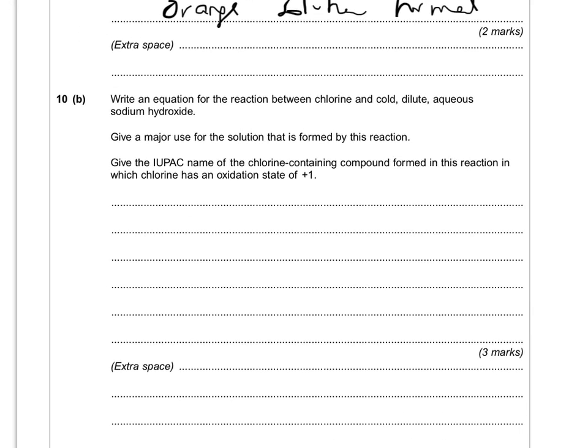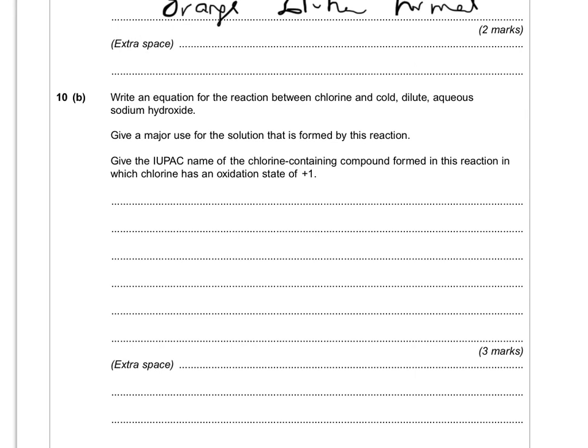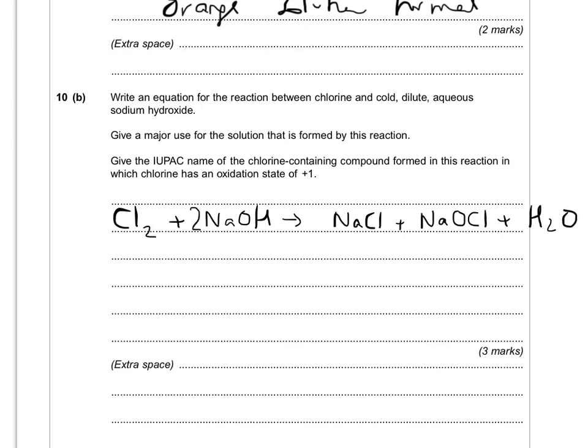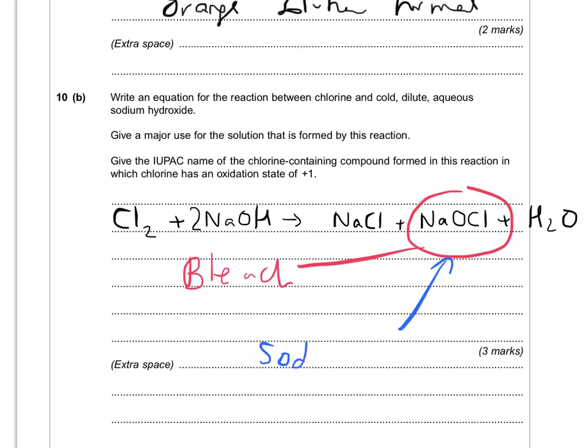And then write an equation for the reaction in chlorine and cold dilute aqueous sodium hydroxide. So a few of you have forgotten or just not revised this. So Cl2 plus NaOH, and then we'll make NaCl plus NaOCl plus H2O. And to balance this, we need 2 NaOHs. So it says give a major use for the solution that's formed by this reaction. So this is used as bleach. And then the name of this is sodium for the Na, and then OCl is chlorate.